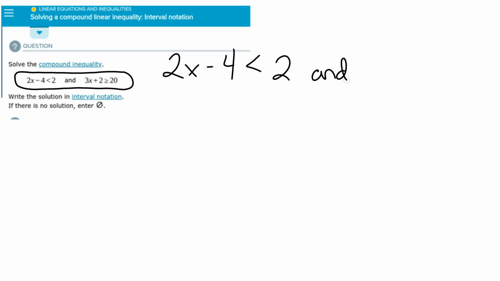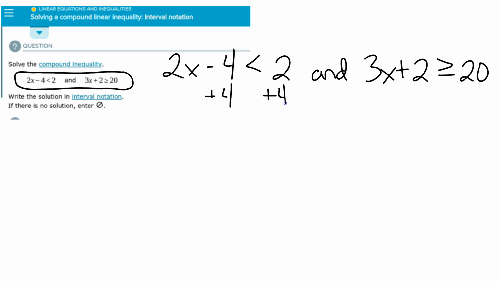and 3x plus 2 is greater than or equal to 20. So we'll start with the one on the left-hand side. So I'm going to solve it just like I would any other equation or inequality by isolating the variable.